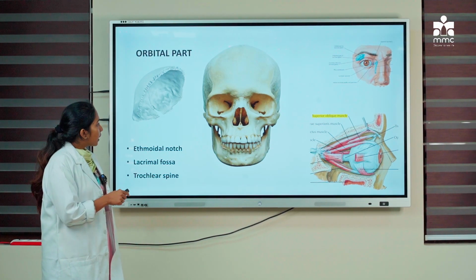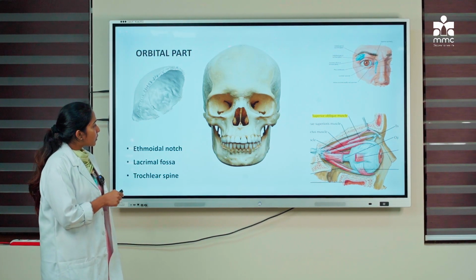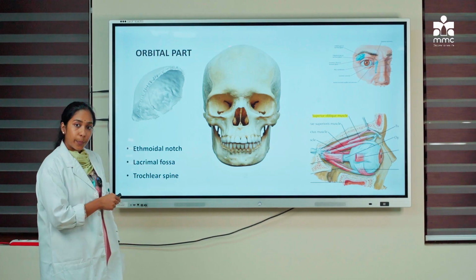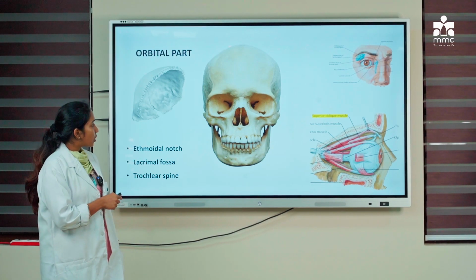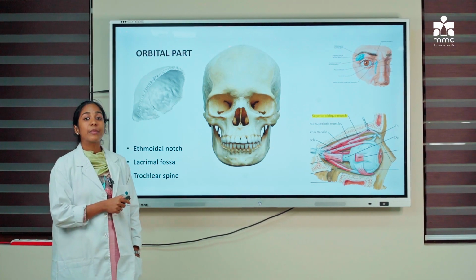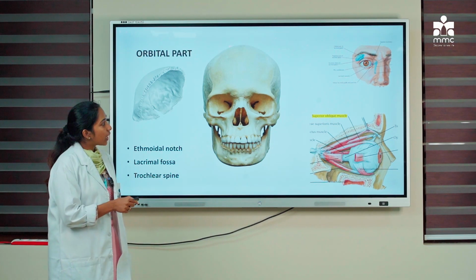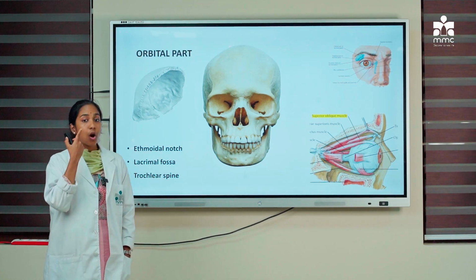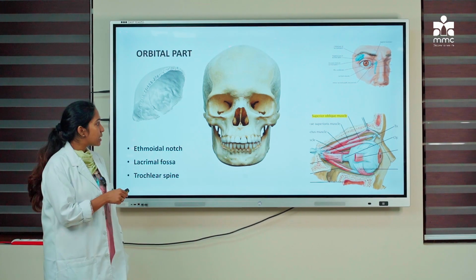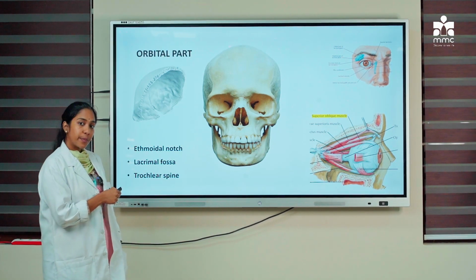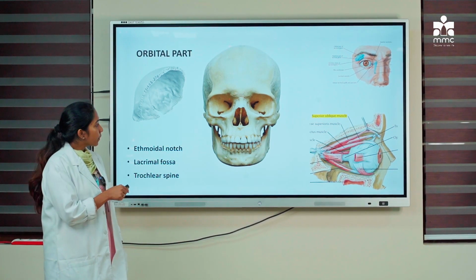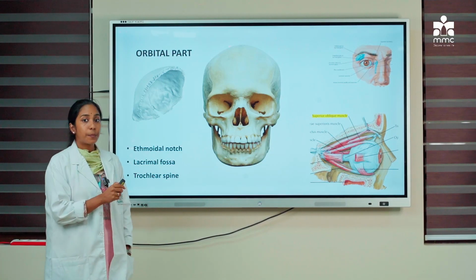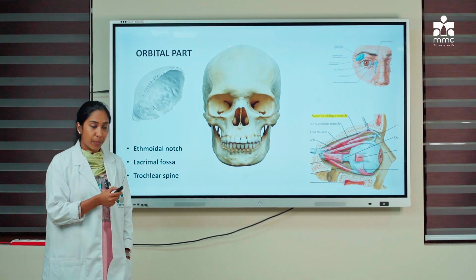And in the orbital surface, if you see more laterally, there is a depression. This depression is called the lacrimal fossa. Here we can see the orbital part of the lacrimal gland is situated in this depression present laterally, and medially you have a spine that's called the trochlear spine.